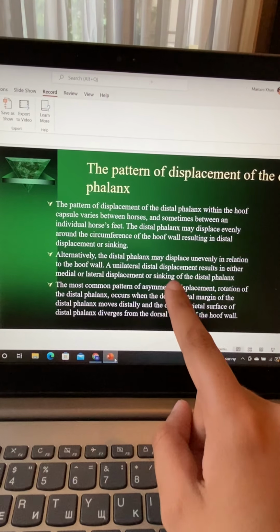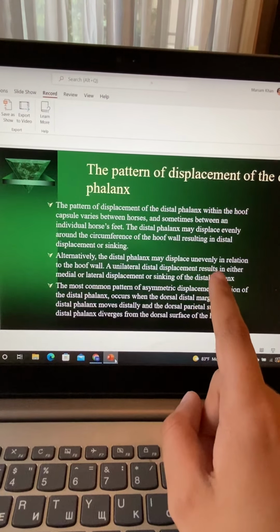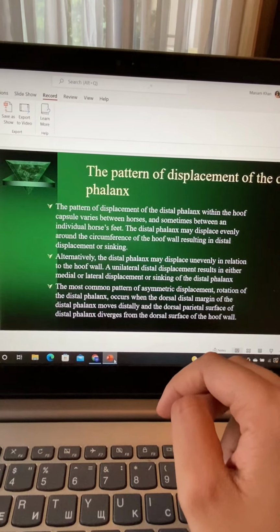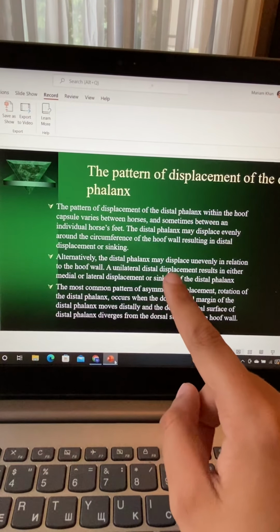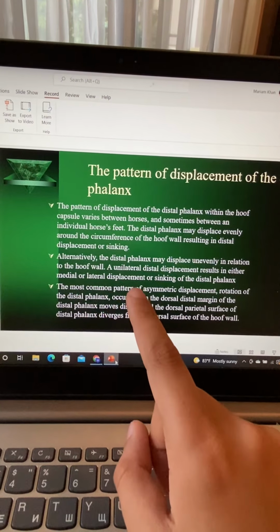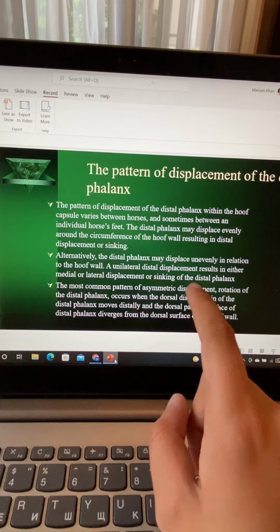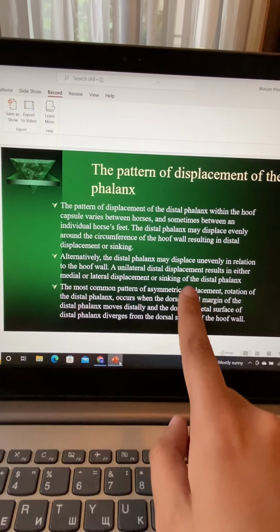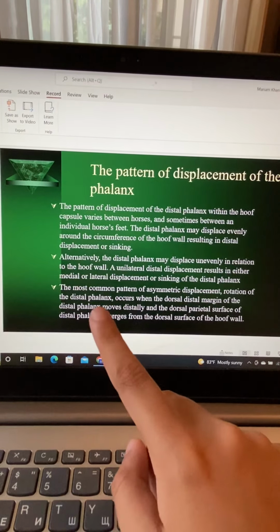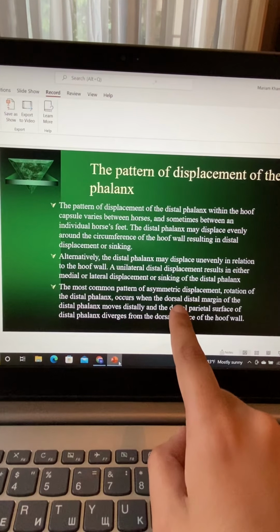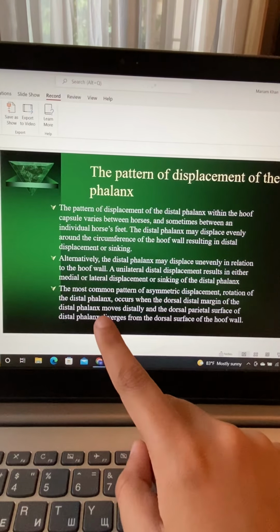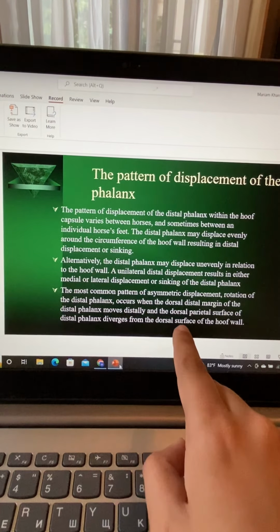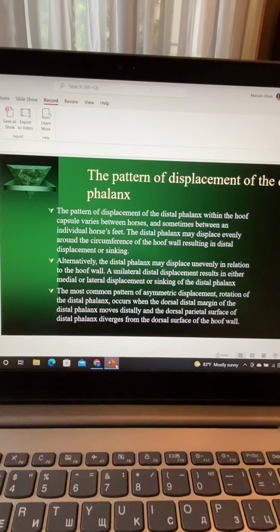Or what you can also get is the distal phalanx displaces from the rest unevenly, and what you get is unilateral displacement. What this does is you get medial or lateral displacement or sinking of the distal phalanx, so it kind of goes into the hoof. And the most common pattern of asymmetric displacement, rotation of the distal phalanx, is when the dorsal distal margin of the distal phalanx moves distally and dorsally, and it diverges from the dorsal surface of the hoof wall. Sorry, there's a lot of D's there, but try and remember that.